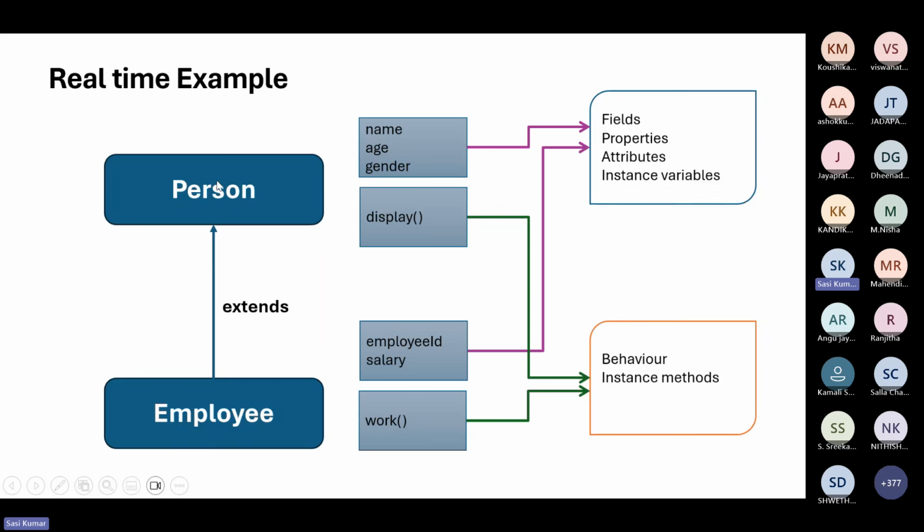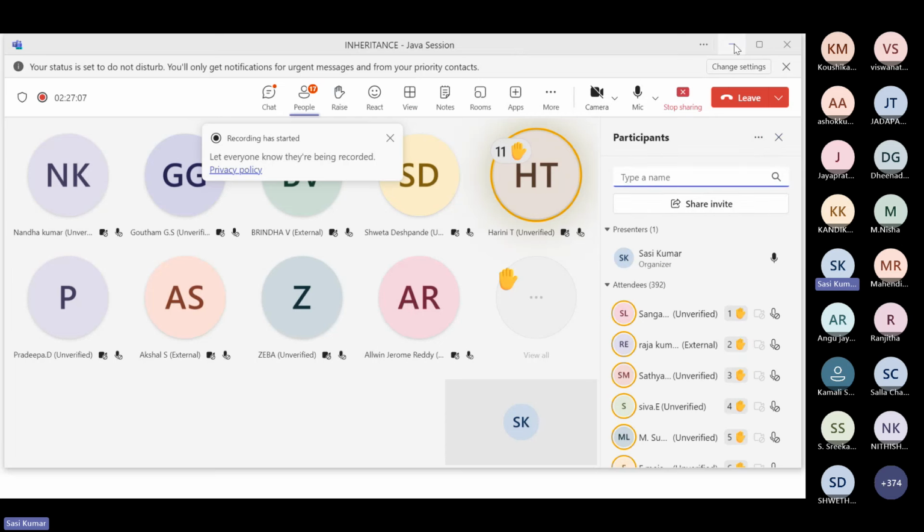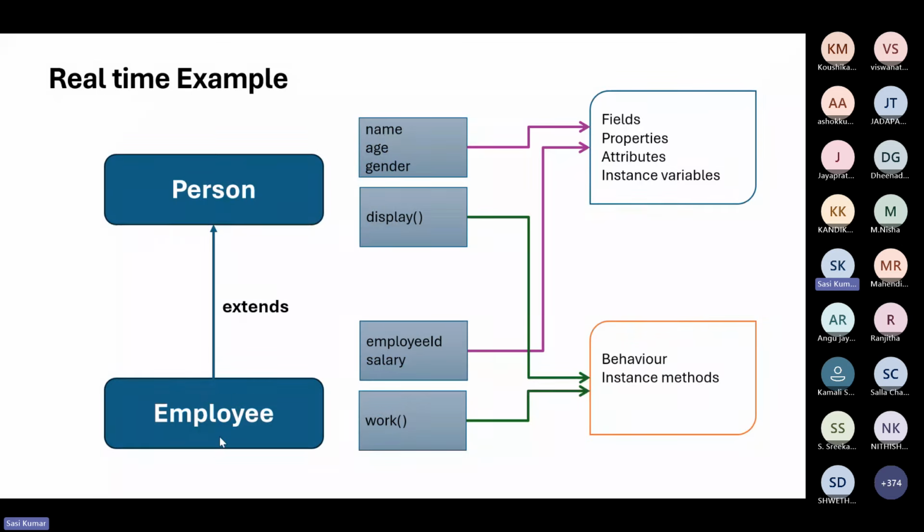So person is the base class, super class or parent class. So we keep all the common properties inside person. Inside person, common properties like name, age, gender, display method. These are the common properties we are going to keep inside person class, correct? And employee is the child class. Employee is the child class which is inheriting from person.